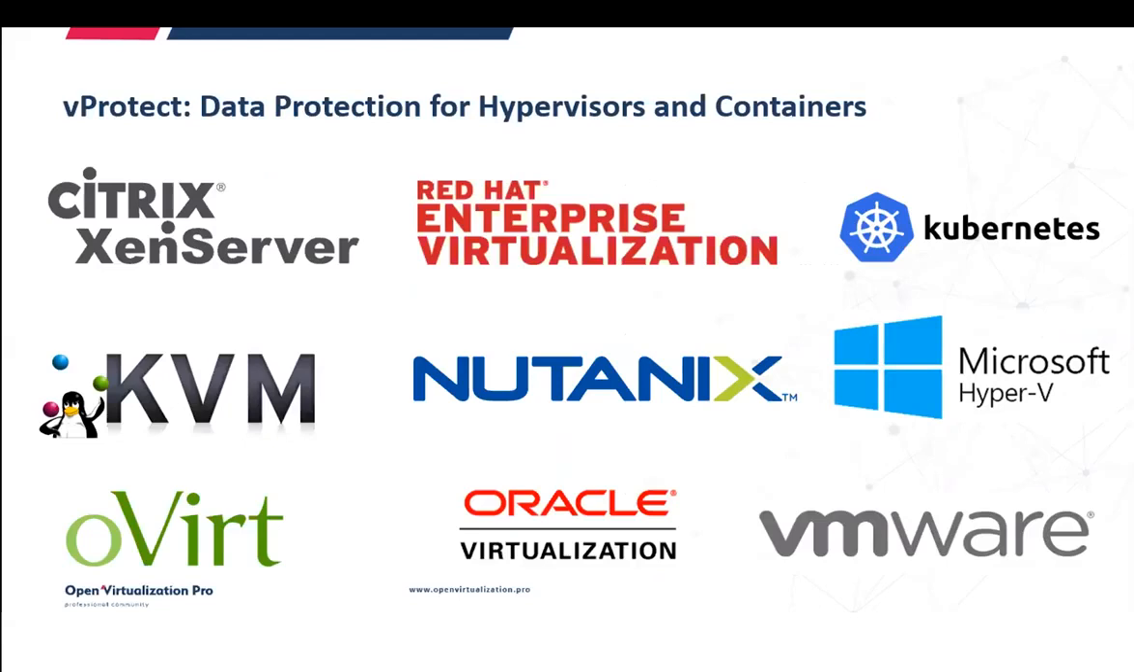vProtect is a data protection solution really designed to perform agentless protection for what we call the other hypervisors. Originally, this was pointed towards the Citrix Xen servers, Red Hat Virtualization, KVM, Nutanix Acropolis, things like that. We've actually added support for Hyper-V and VMware as well. But what we're going to be focusing on today specifically is Kubernetes.